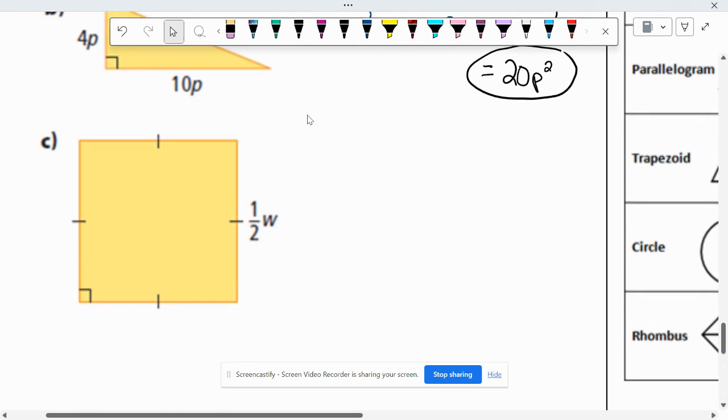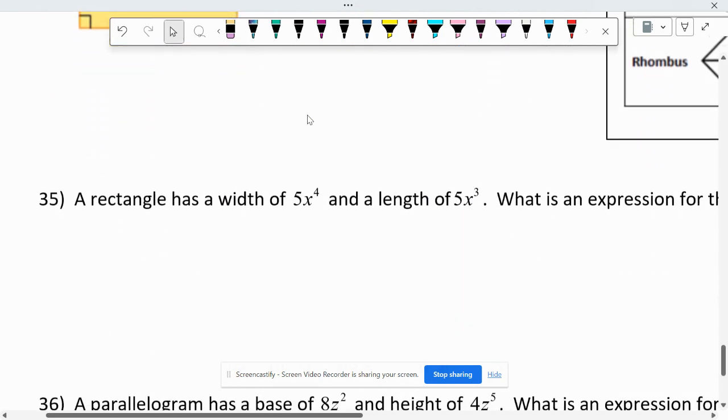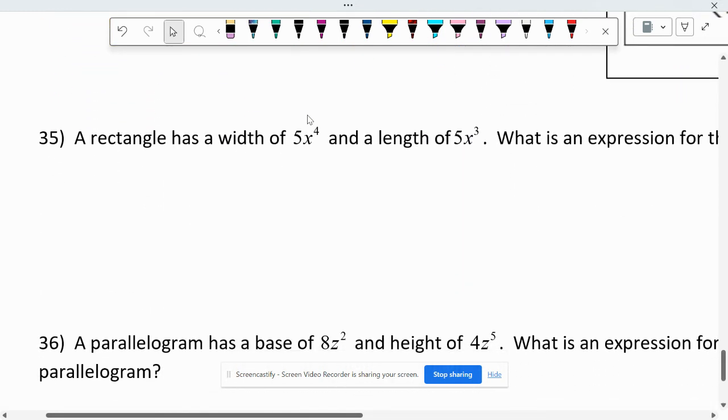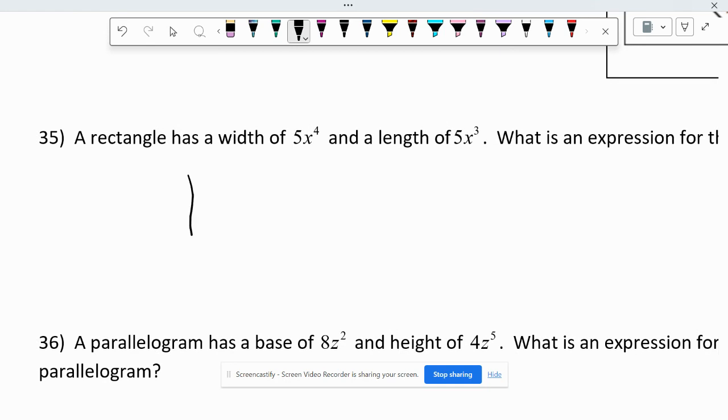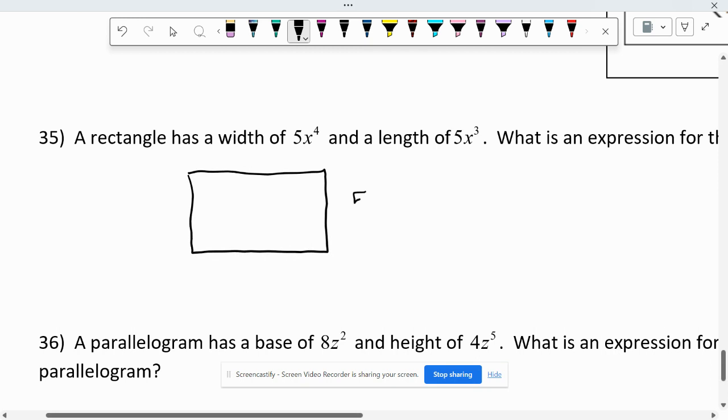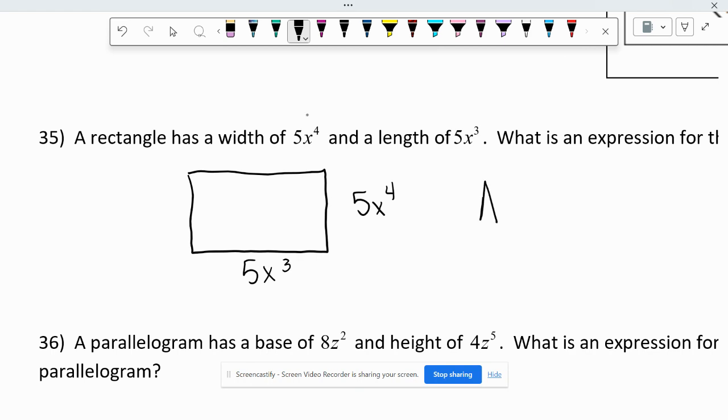Okay. I'm going to skip C. It's a square. I'm going to do a word problem just because I think it's important. So I'll draw a picture for this one. It says a rectangle has a width of 5x to the 4th and a length of 5x cubed. If I want to find the area, I have to take the length, 5x cubed, times my width, 5x to the 4th. 5 times 5 is, everybody should know that, 25.